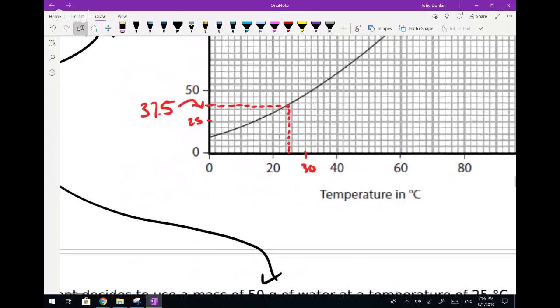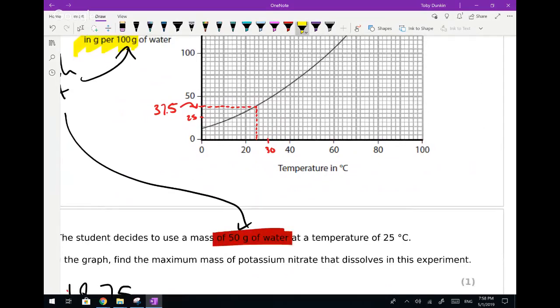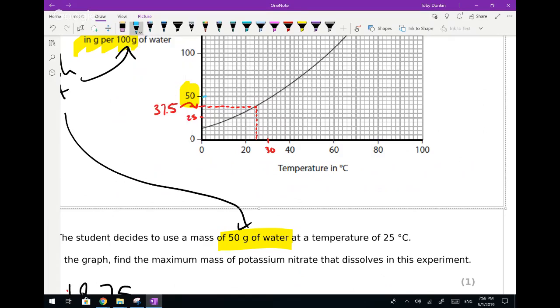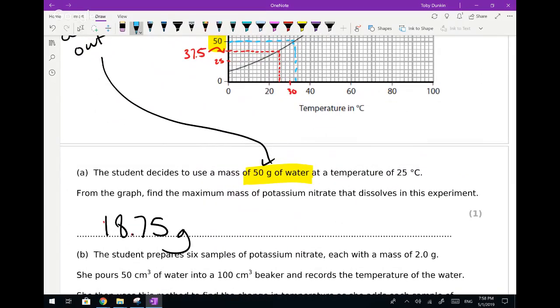Students are going to do one of two things. They're either going to go 50 grams of water, and they're going to match it up on the graph. And they're going to do that. Let's do it in blue. They're going to do that and read that off. Now, what I want to focus on is why this is an error, because it says use the graph to find the mass, not the temperature.